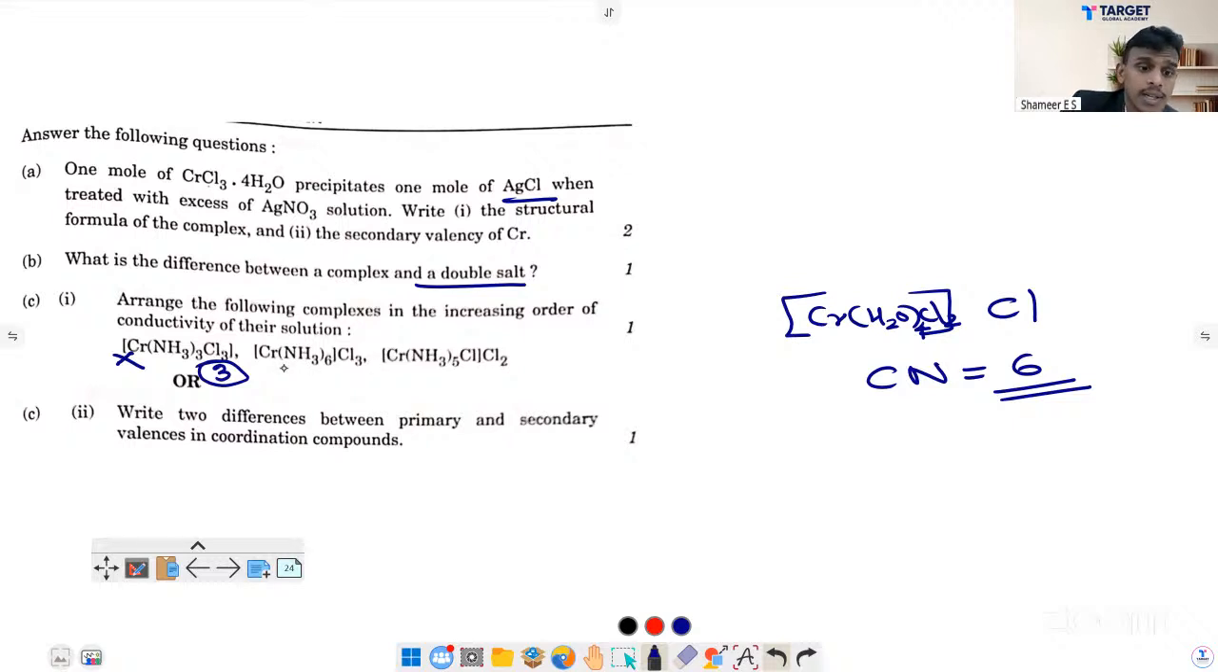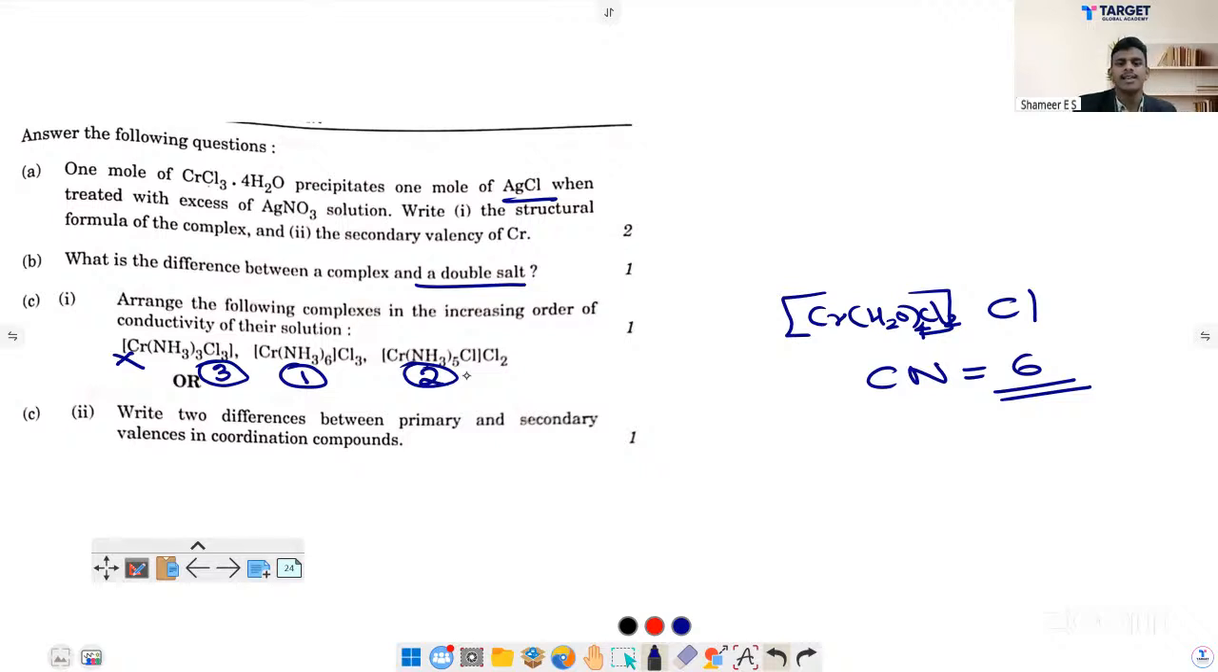Next, write two differences between primary and secondary valency. Primary valency is ionizable valency. It is the oxidation number of the metal. Secondary valency is non-ionizable valency. It is the coordination number, the number of donor atoms attached to the metal.